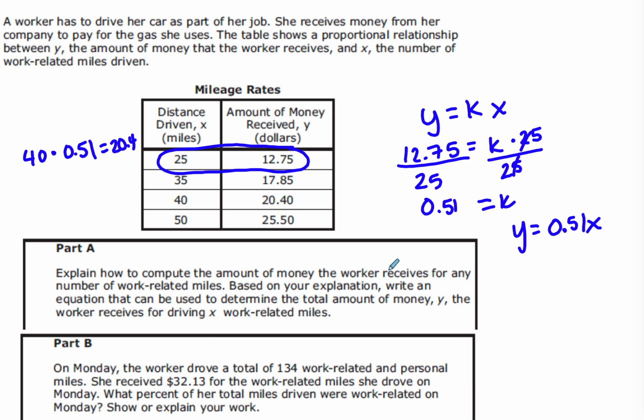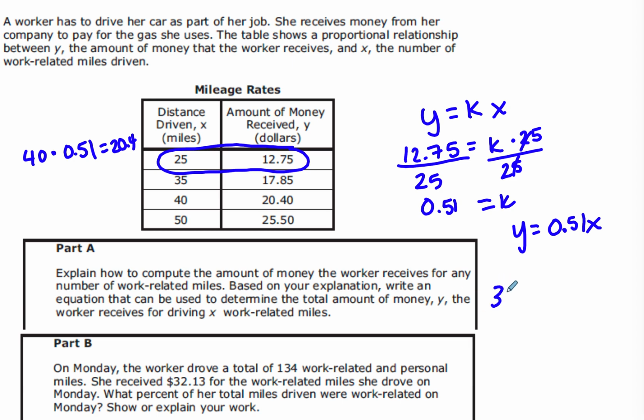There's my equation. Part B, on Monday, the worker drove a total of 134 work-related and personal miles. She received $32.13 for the work-related miles she drove on Monday. What percent of her total miles were work-related on Monday? Show or explain your work. Okay, so the first thing we need to do is use this $32.13 to solve for how many miles that were work related she actually did. Okay, so this money is our y value.